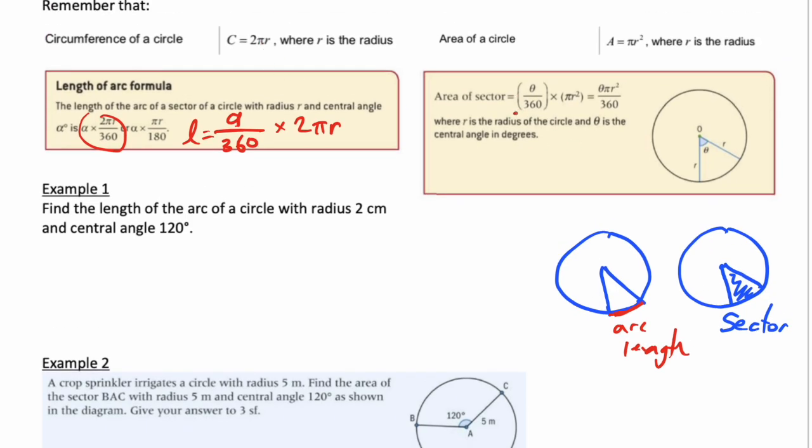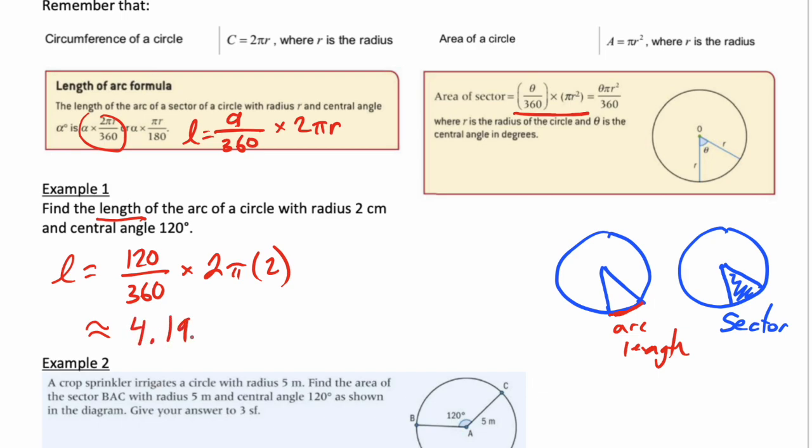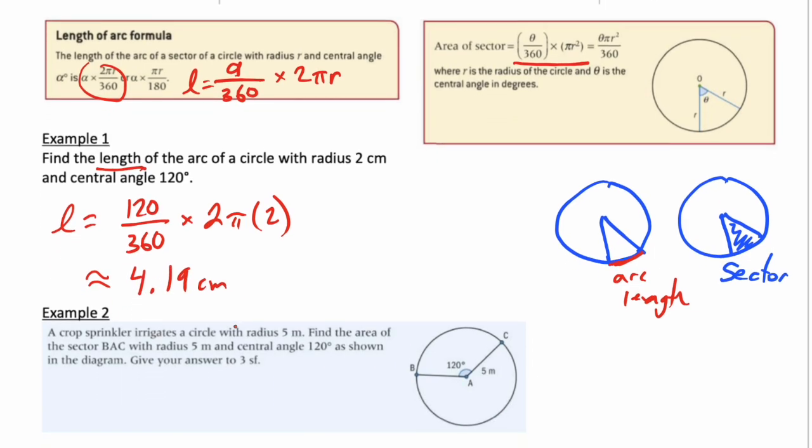And it's the same thing with the area formula. It's just a fraction of the circle times the circle area formula. So it's pretty easy to use. Let's look at this one here. It's asking you for the arc length. So you do the 120 over 360, that gives you the fraction of the circle that it is, times the circle circumference formula, so 2 pi times the radius. If we type that into your calculator, you get about 4.19 centimeters.